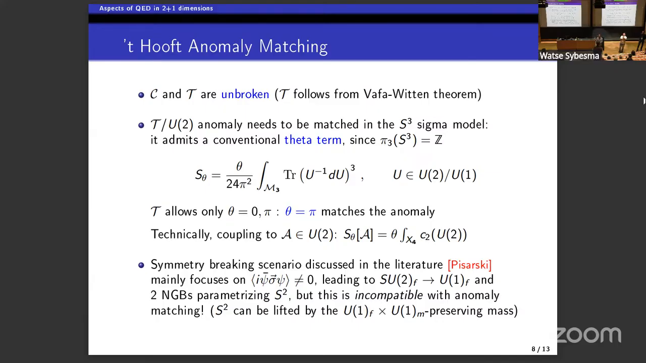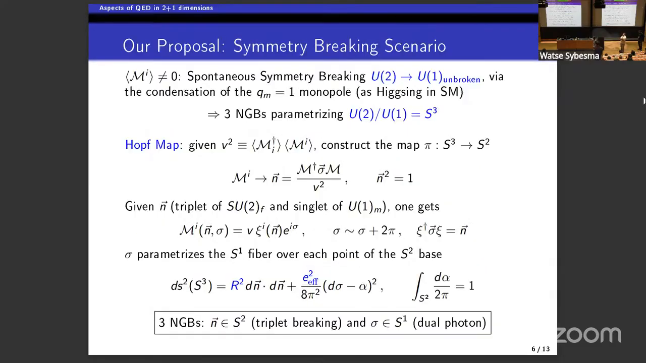By the way, can I also ask about terminology? Why is it called the dual photon, the Nambu-Goldstone? Well, because of the third Nambu-Goldstone boson. So the two Nambu-Goldstone bosons that parameterize the base are in the triplet representation of SU2, and they are singlets under the U1.